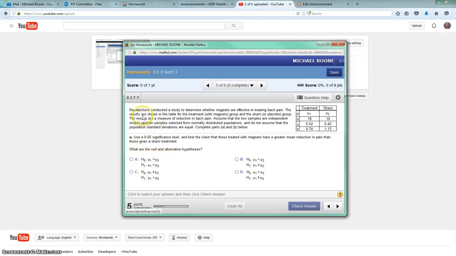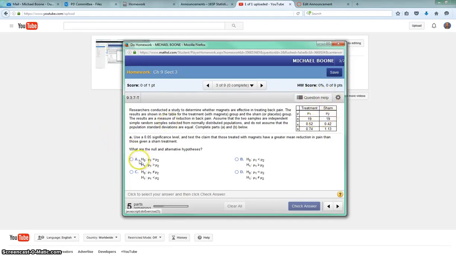So if I'm looking at this one, researchers conducted a study to determine whether magnets are effective in treating back pain. The results are shown in the table for treatment and without treatment. And so we get these different means. Reduction in back pain. So was there a reduction in back pain? This one looks like it has more than this one, but is it significantly more? That's what we have to determine.